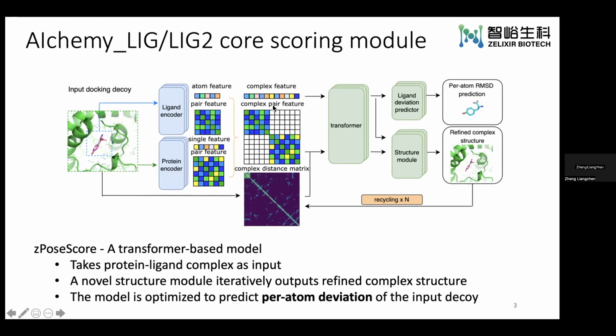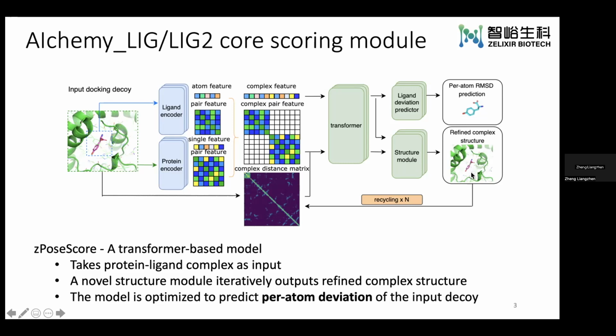From this contact map and the complex feature, combined with the single features, we go into a transformer block, and then into the ligand deviation predictor and the structure module. The ligand deviation predictor predicts the per-atom RMSD deviation of the ligand structure relative to the original native pose. The structure module predicts both the protein structure as well as the ligand pose inside the binding pocket. So this module is a more refined complex prediction module.